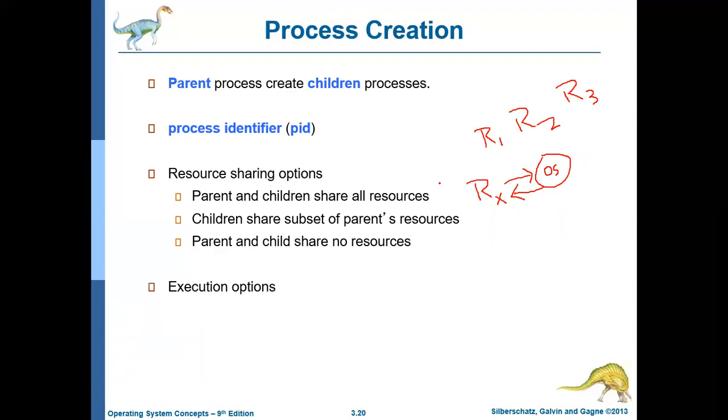Similarly, how the parent and the child process can execute. Again, the execution of the parent and the child process can be of two different styles. One is that the parent and the children can execute concurrently. That is, once the child process got created, the parent process is also executing.